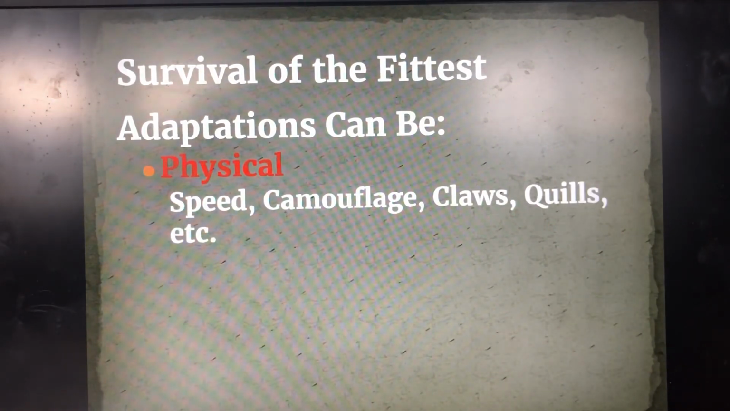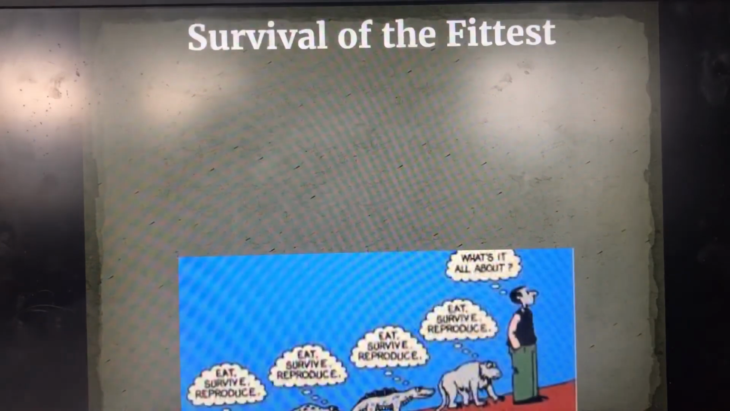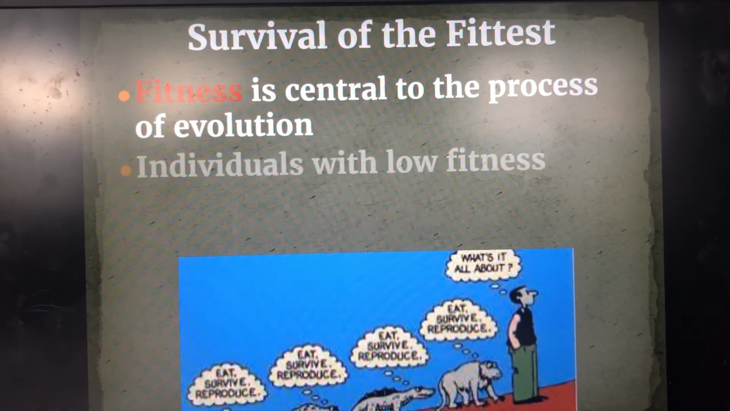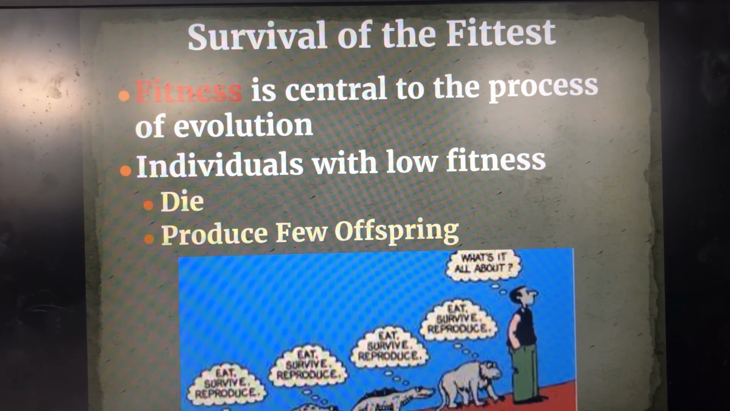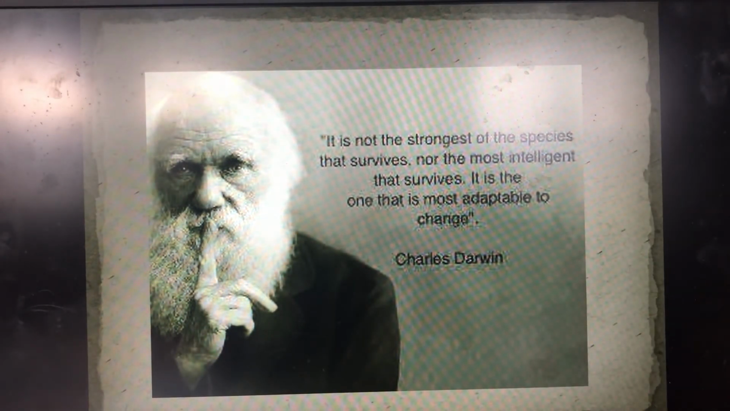So adaptations can be physical, such as speed, camouflage, claws, quills, or behavioral. Herds or packs are examples of adaptations. And this idea of survival of the fittest is the central process in evolution. Again, this is not fitness like a fitness class, but individuals with a low fitness will not survive. The ones that don't have the adaptation that allows them to thrive in the environment will either die or just produce less offspring. So it is not the strongest of the species that survives, nor the most intelligent that survives. It is the one that is most adaptable to change.